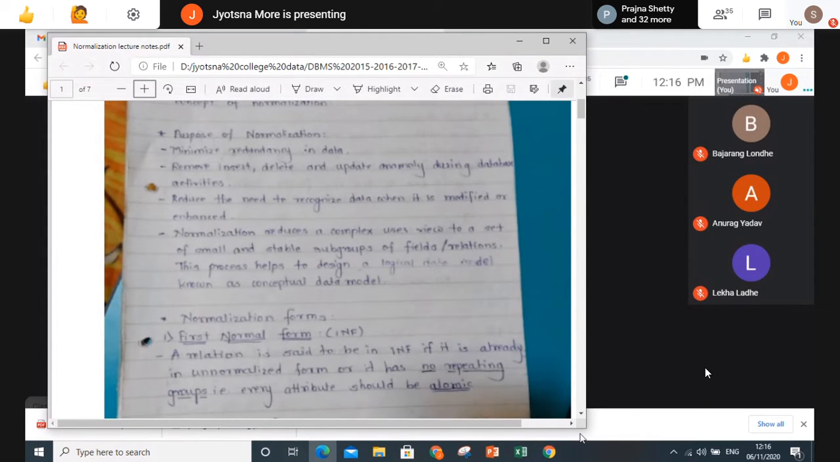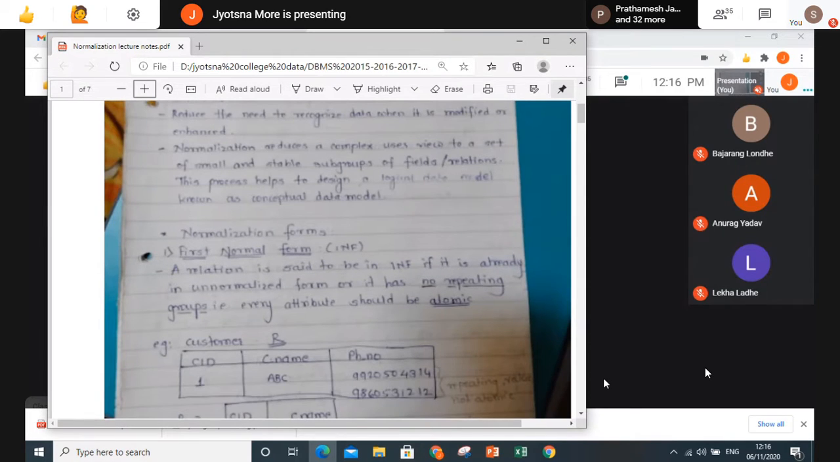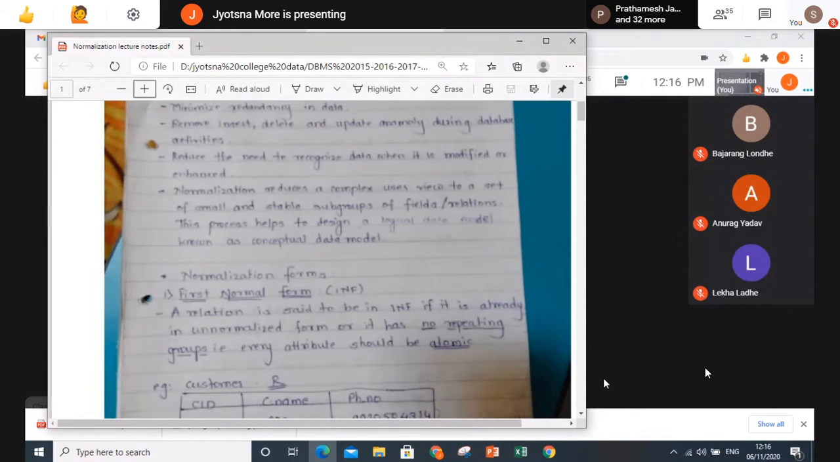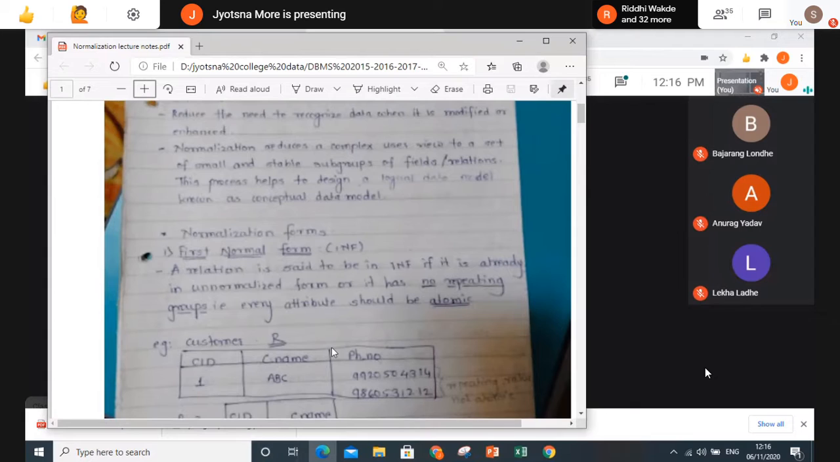For 1NF, no repeating groups or every attribute should be atomic. We'll see with the example. Suppose you are having this table. We are having a customer table where I have customer ID, customer name and phone number. Right now I have taken a simple table with fewer attributes to clear the concept.